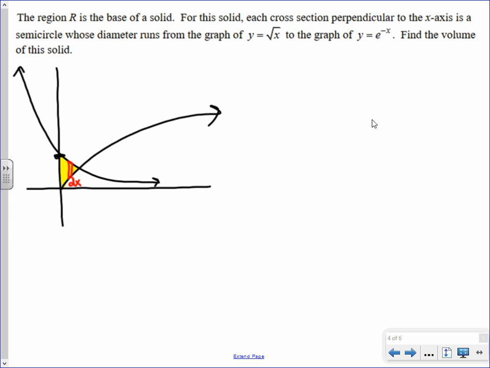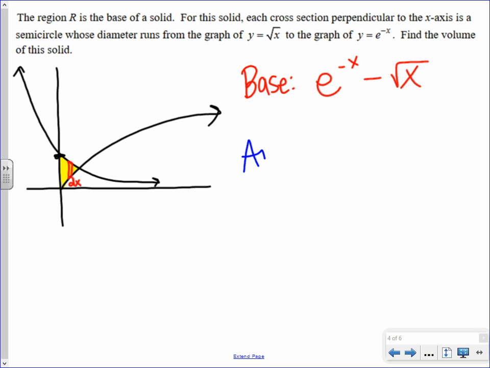Okay, so let's first talk about the base. How do we find its length? Furthest one minus the closer one. So in this case, e to the negative x minus radical x. Now, some of you are going to be able to think about the base and not have to write that step down, and that's okay. But I do want you to think about the area before putting it into an integral.